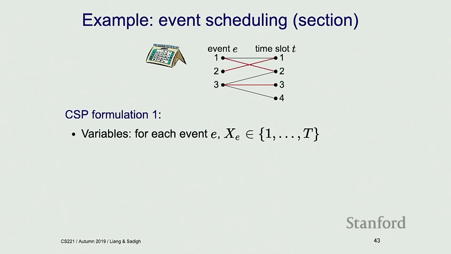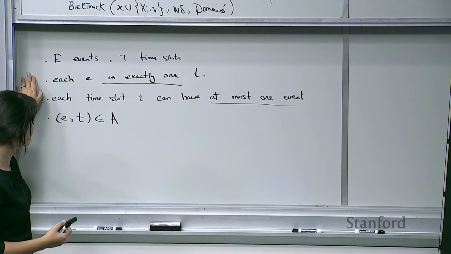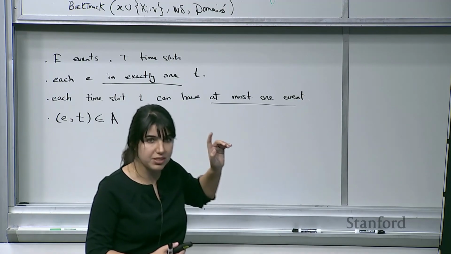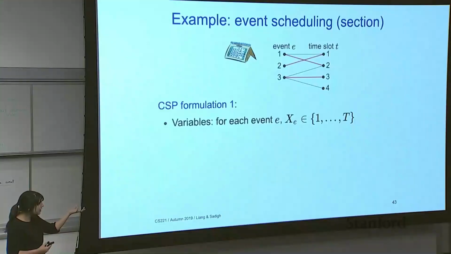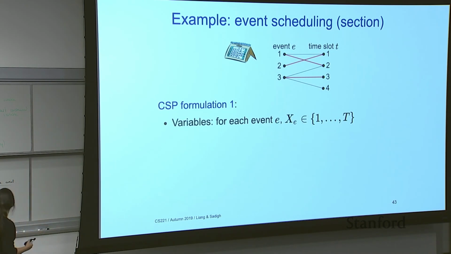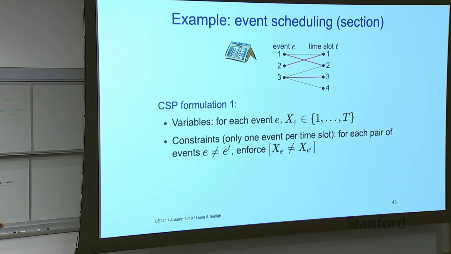So if I start with a setting where every event is a variable, then I kind of get this first constraint for free. Each event E is in exactly 1 time slot, because I have my variables E. They're not going to get multiple values assigned to them. They're going to get 1 assignment. So if they get 1 assignment, I kind of already get this one for free.